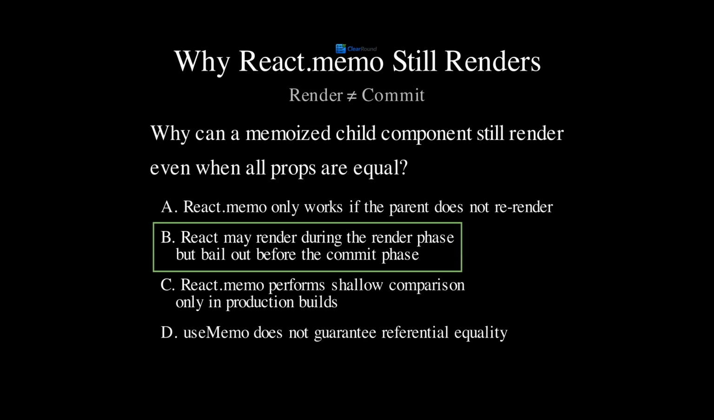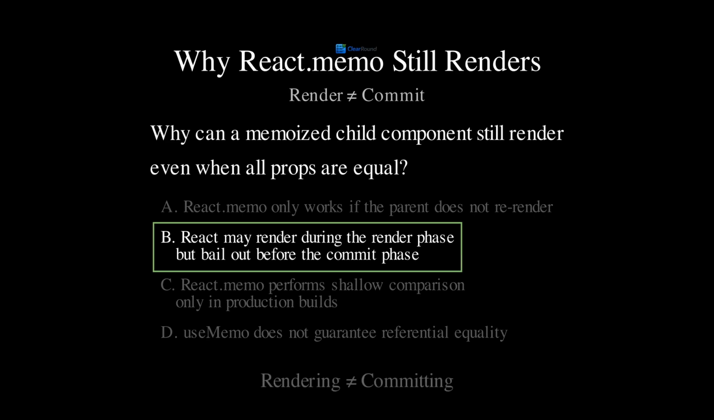The correct answer is option 2. React may still render the child during the render phase, but bailout before the commit phase. This sounds subtle, but it's extremely important. Most developers assume that if a component renders, React must be updating the DOM. That assumption is wrong. In React, rendering and committing are two different phases. Rendering is the process where React calls your component functions and builds a new internal tree. Committing is the phase where React actually applies changes to the DOM and runs effects.